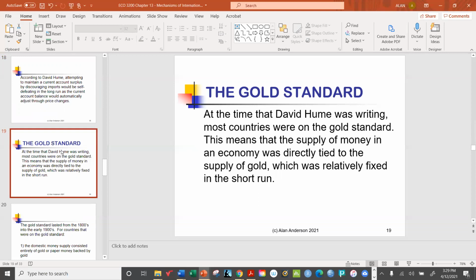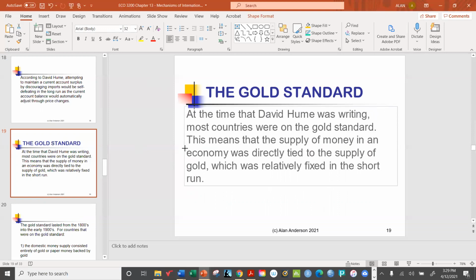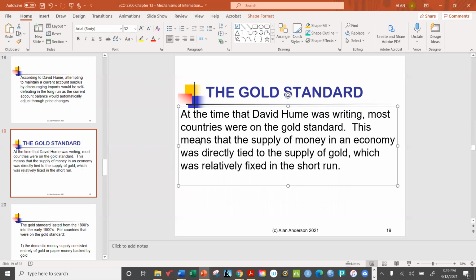Now, as I mentioned before, when Hume was writing, around the time of the American Revolution, most countries in the world were on the gold standard, which meant that the supply of money in an economy equals the amount of gold that you happen to have in your country. So in other words, you have X amount of gold, and that gold represents the money supply. Now, the problem with that is that the supply of gold did not increase very quickly at all. Finding gold was very difficult.